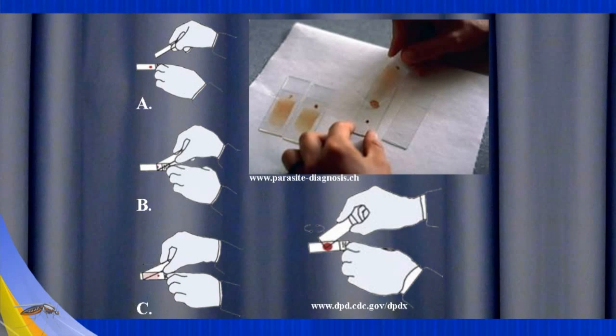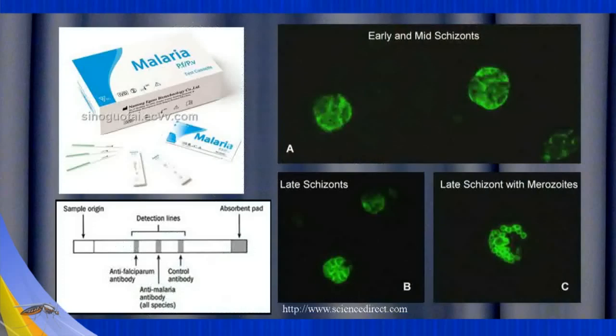You should wait until the thin and thick films are completely dry before staining. The thin film should be fixed with methanol, 100% or absolute, and allowed to dry completely before staining. The thick film should not be fixed.